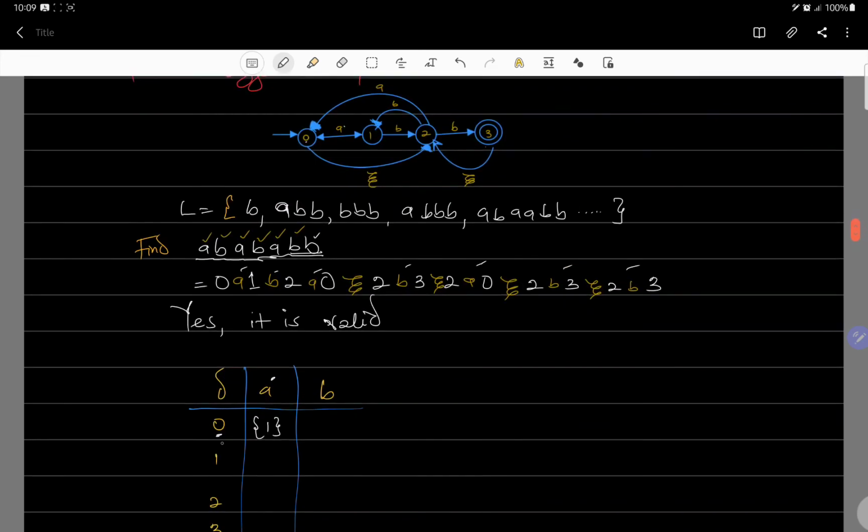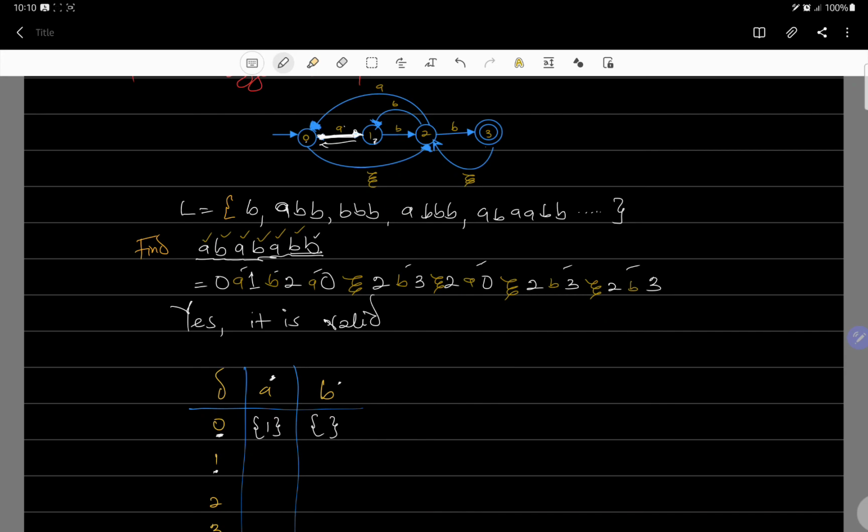So if we are going from 0 and you enter through b, where does it lead us? There is no 0 to b, it's only a and epsilon, so you say that it leads us to nowhere. If you are coming from 1 and you enter a, where does that go to? Sorry, it doesn't go front and back, it is just front only.